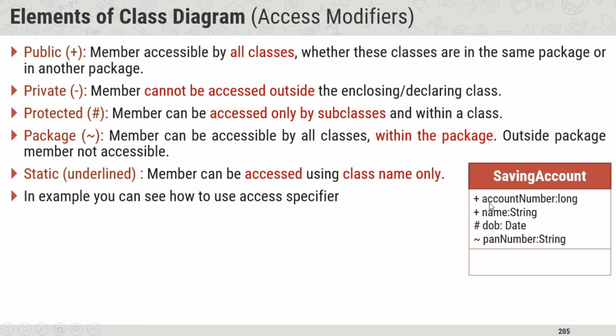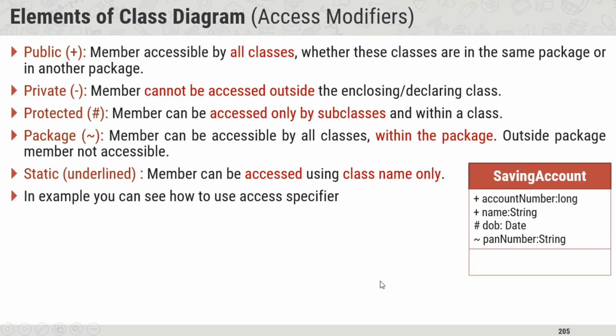Suppose your attribute is a public attribute, which means that attribute can be accessed by all other classes. You will use the plus symbol. If your attribute is a private attribute, you will use the minus symbol, which means it cannot be accessed outside of your class. If your attribute is protected, like an attribute which is accessed only by its subclasses, if you're using some kind of inheritance, only its subclass will use that attribute. For that you will use the hash symbol.